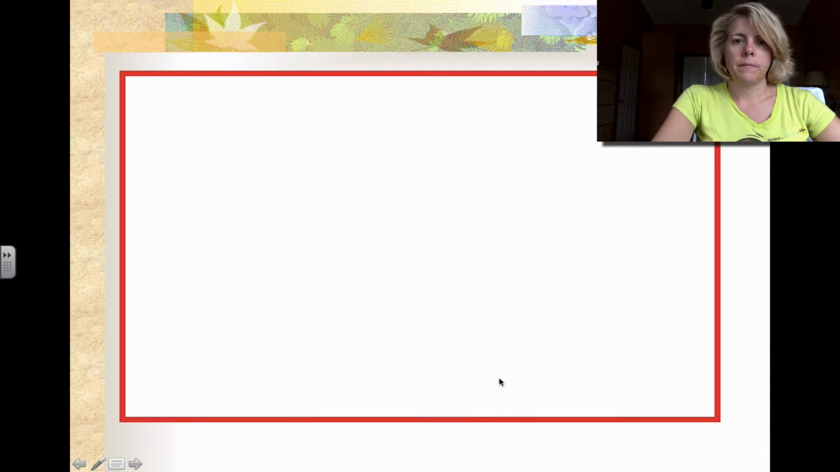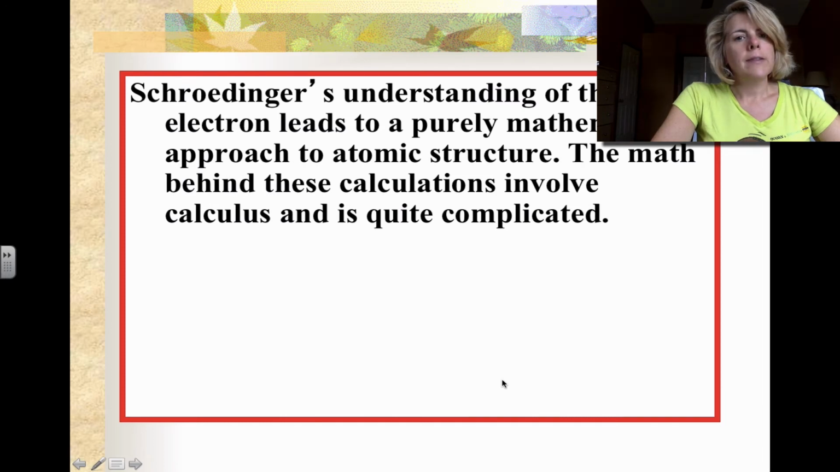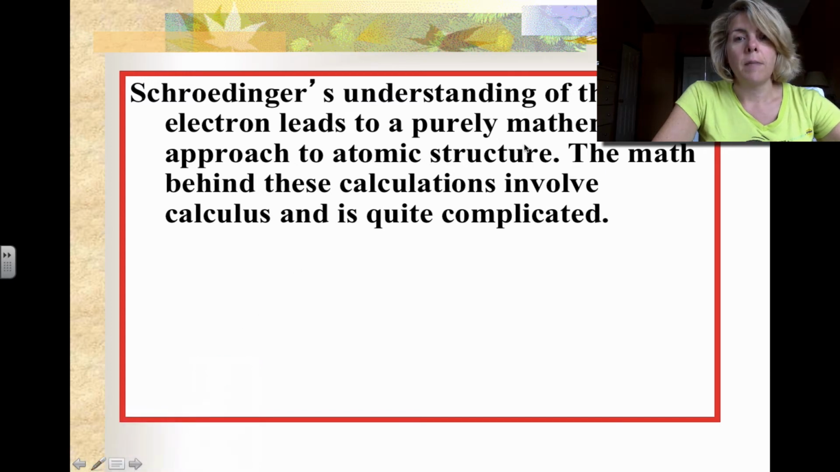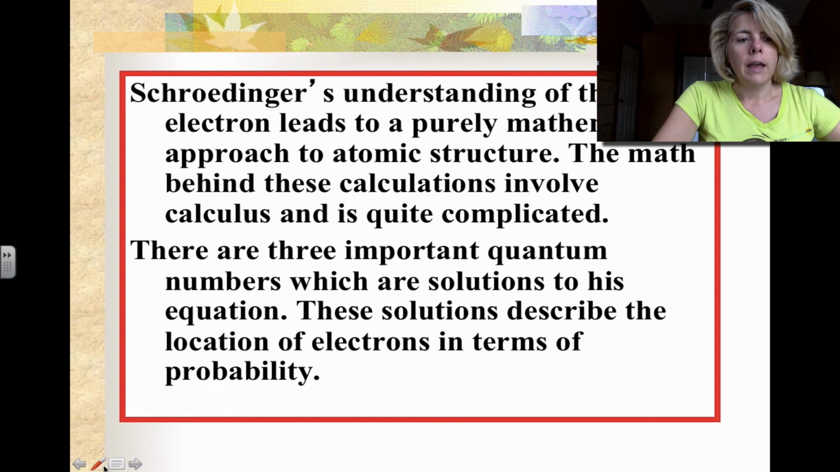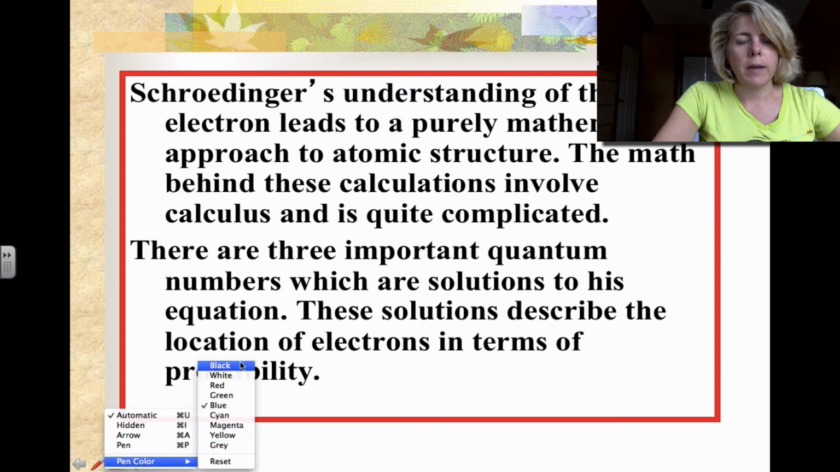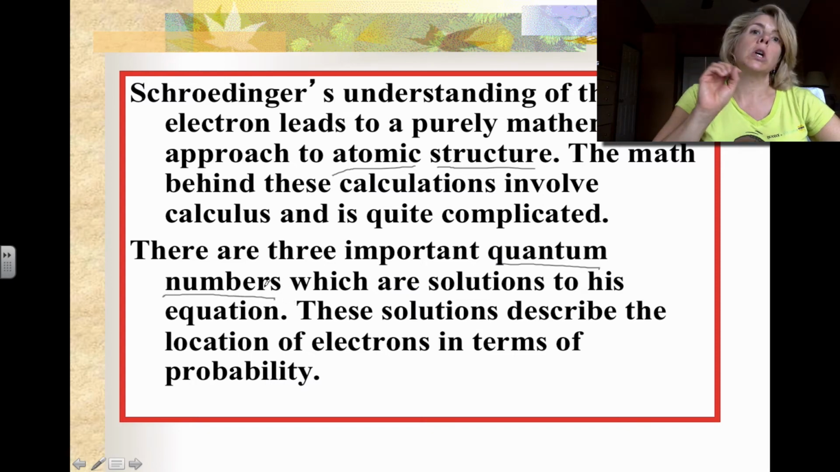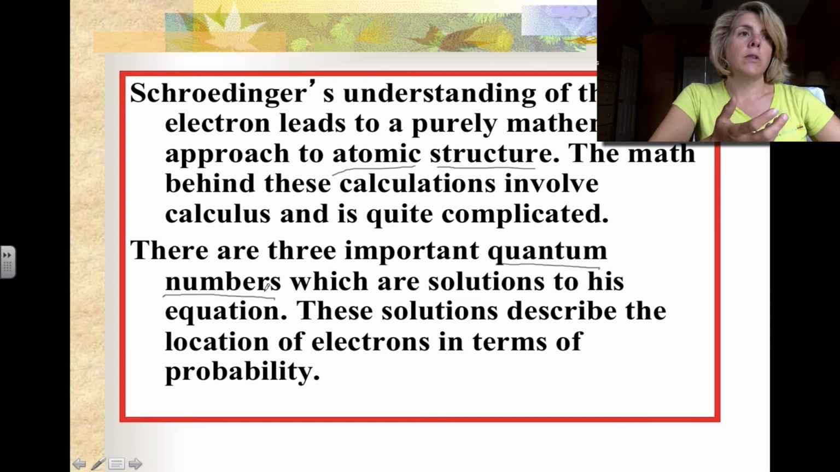Okay, here we go. So like I said, Schrodinger's treatment of the electron is very challenging. It's essentially pure math, and I've done some of the math. It can give you a headache. So we're talking about pure math, and you need calculus to describe this. So he's actually creating an address for the structure of the atom. This address has what we call quantum numbers, and these quantum numbers are included in the equation that Schrodinger uses to describe where the electron is.